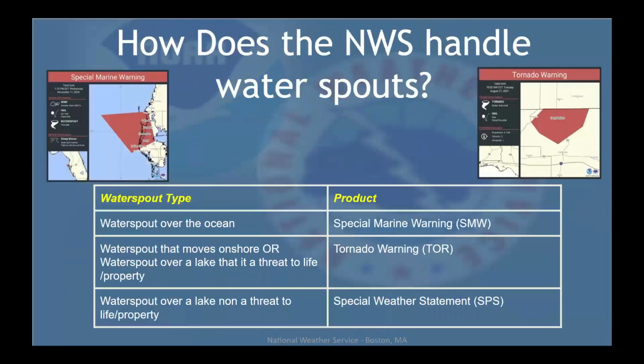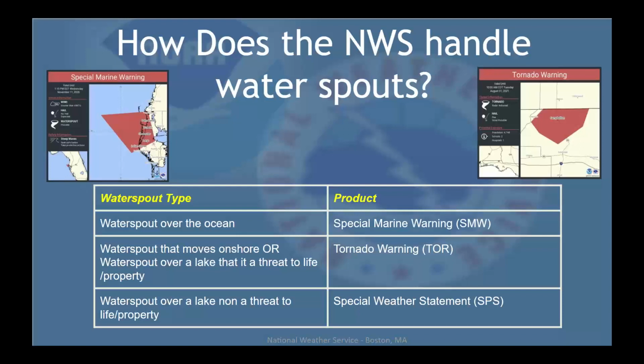All right, so that is all about waterspouts. So again, if you have any questions or anything that you want me to touch on more, put them in the chat or in the question box, and I'll get to those here in a minute.